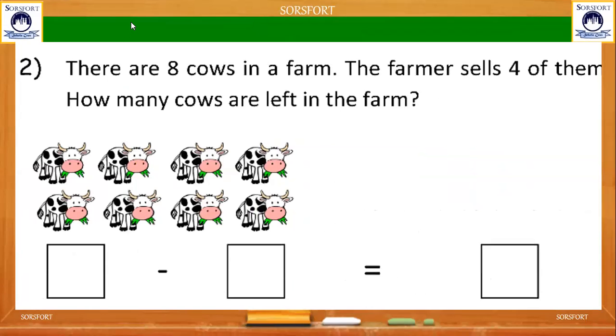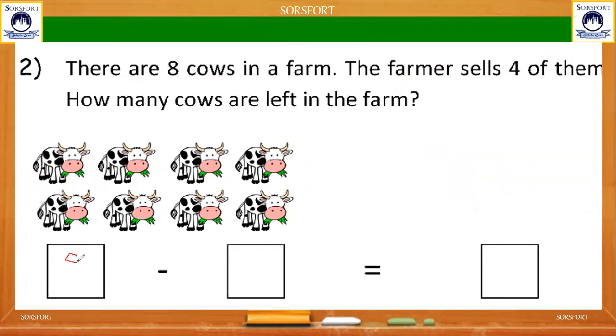There are 8 cows in a farm. The farmer sells 4 of them. How many cows are left in the farm?